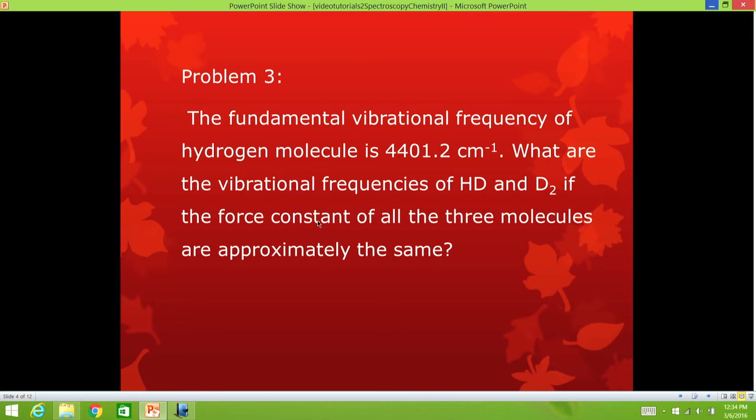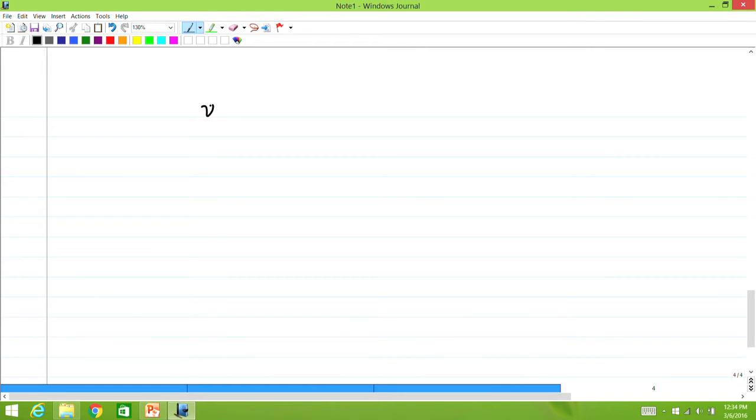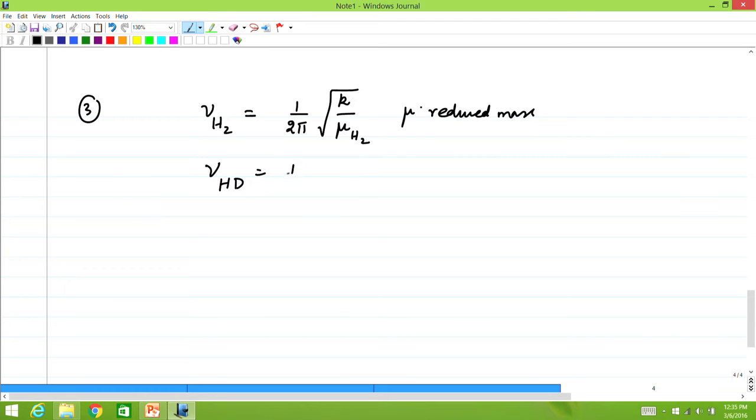This is again a very simple problem to look at, because you know vibrational frequency is related to the force constant and the mass of the molecule, that is the center of mass, the reduced mass mu. This is the expression. Therefore, if you are writing nu of H2, it is mu of H2, and K of H2 does not change from K of HD, which is now obviously related to the mu of HD by the same relation, and nu of D2 is given by 1 by 2 pi square root of K by mu D2.